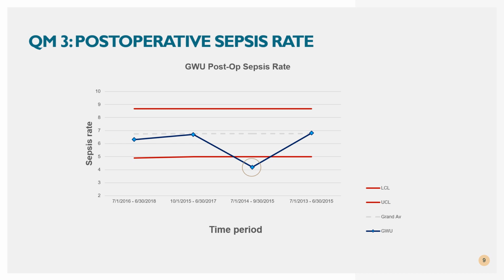Here, I wanted to see the hospital's sepsis rate after surgery. The data indicated that George Washington University's post-op sepsis rate is within the control limit, meaning that their performance is about the same as the other major hospitals in the area. There were time periods when their sepsis rate is below the control limit, which is not a bad thing because that's actually lower than what we want.